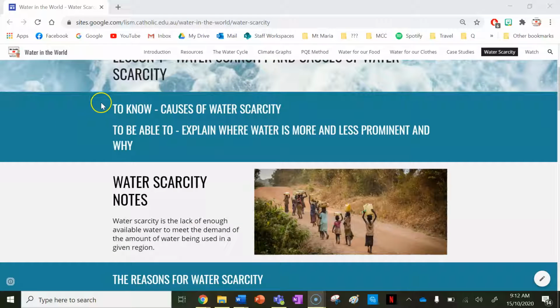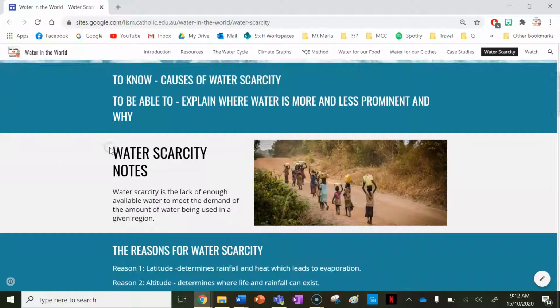So your success criteria for this lesson: by the end of this lesson you need to know the causes of water scarcity, and by the end of this lesson you need to be able to explain where water is more and less prominent and why, particularly that reason of why.